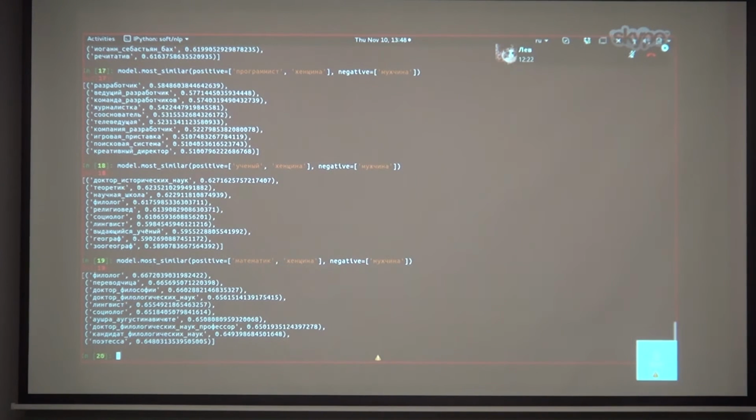Something abstract like Moscow plus France and minus Russia. We just tried that with France. Friends, not like France, but friends.